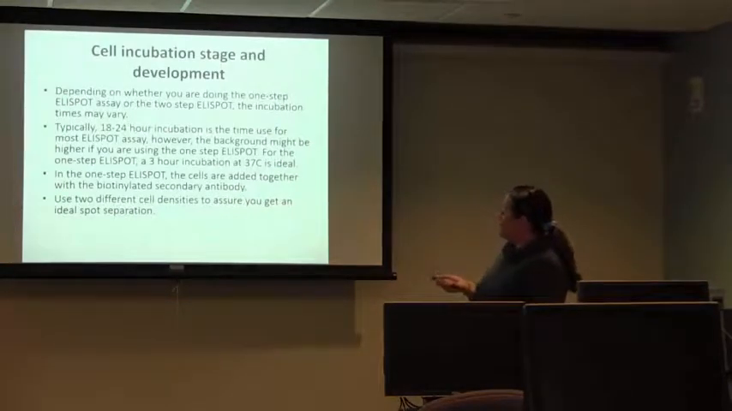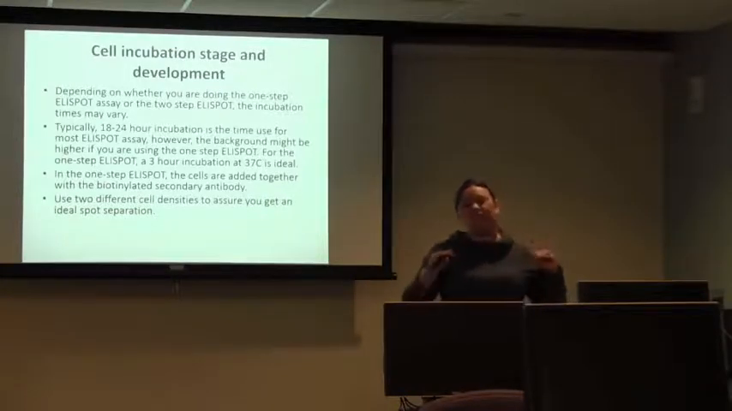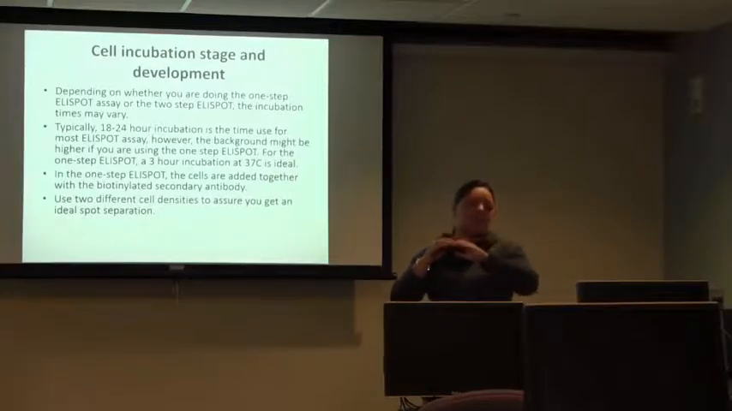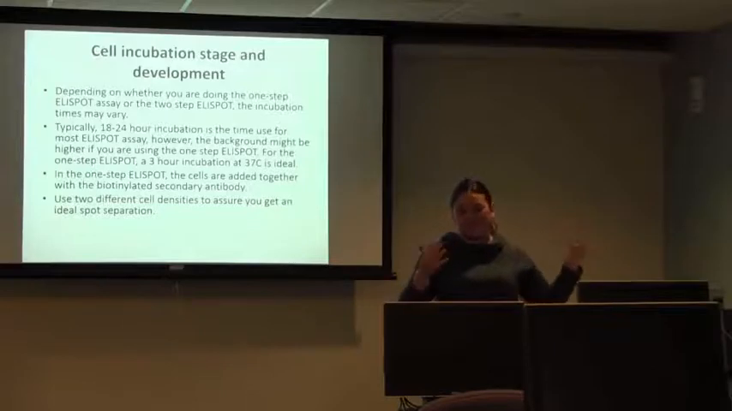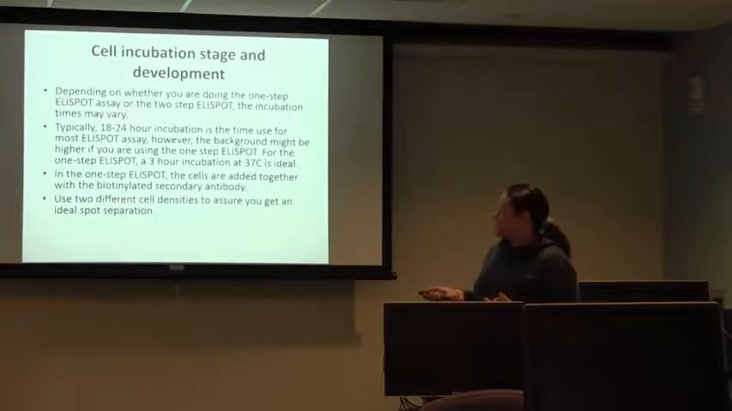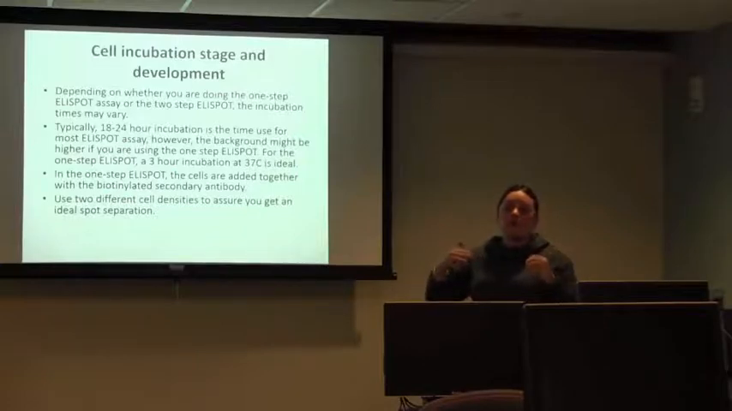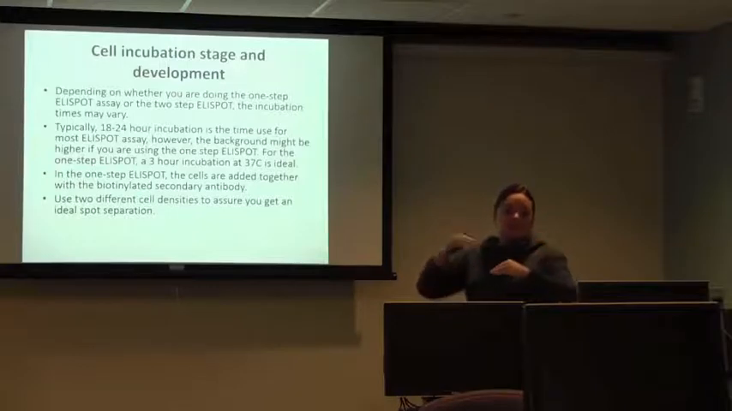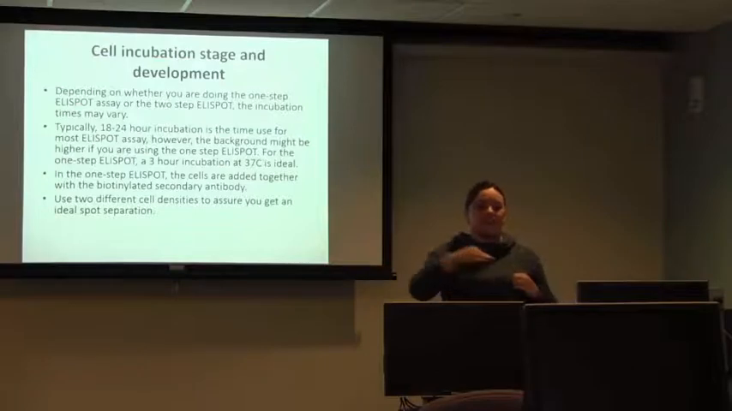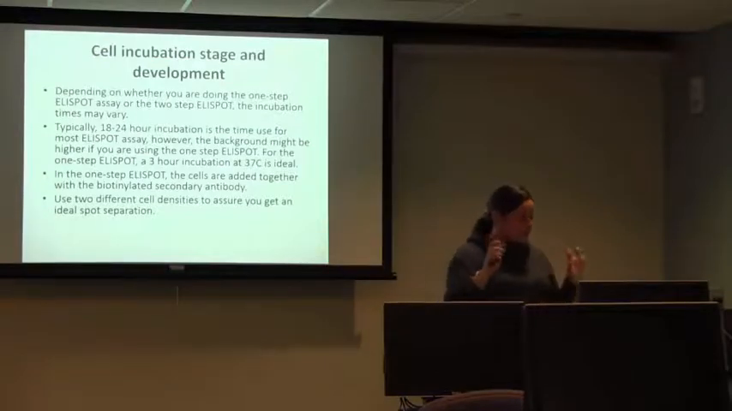So again, I already said this: it's important to use different cell densities. I at least do 3 different cell densities, because you don't want too many spots that you cannot count them, and you don't want too few that there is nothing to count. Depending on whether you're using PBMCs or magnetic enriched populations, you will use 10,000, 50,000, and 100,000 cells, just to see which one will give you the best spot definition.